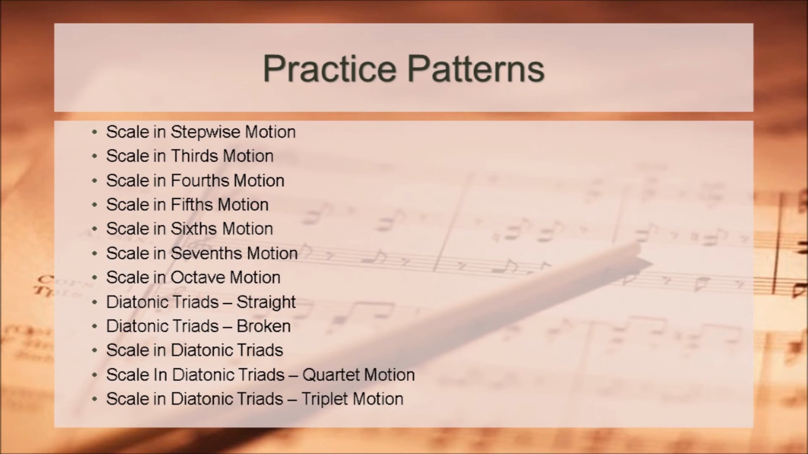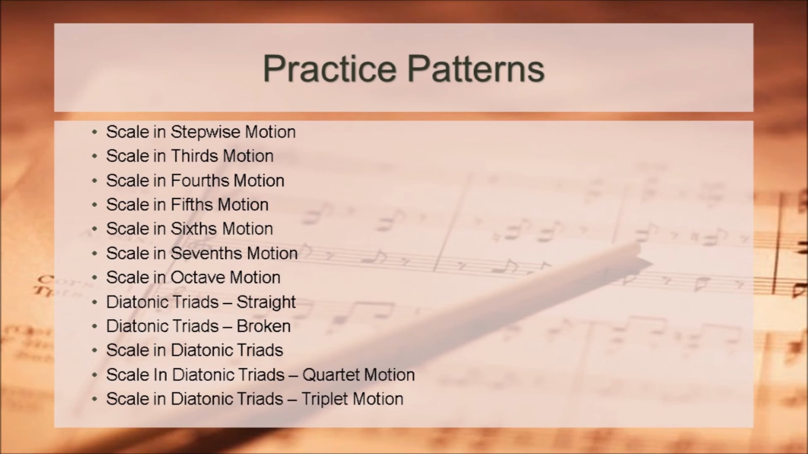Okay? Now, the diatonic triads that are broken, you're playing every other note. 1, 5, 3, 1, 5, 3, 1, 5, etc., all the way up and all the way down. Scale in diatonic triads. Now, this is where you'll play just the 3 notes of the triad and then move on to the next one. Usually you take this in 2 beats. You can do two eighths and a quarter or a quarter and two eighths. But you'll do this, again, all the way up your scale and all the way down. Hopefully you can get through all the chords at least once.